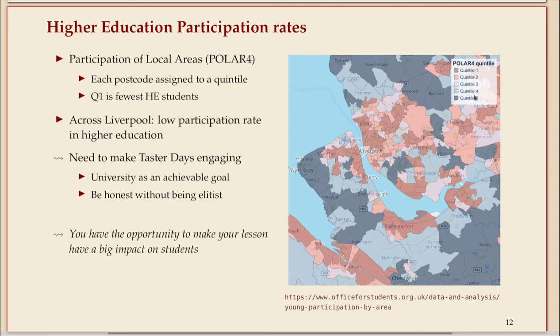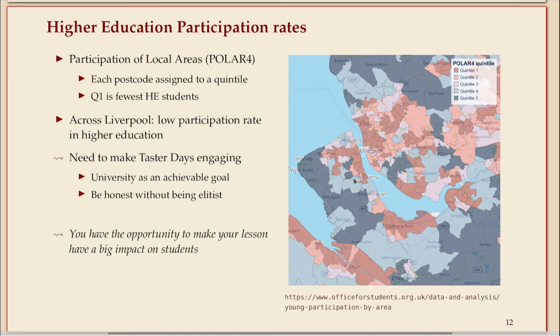Often the term is a bit restricted to this specific sense. Socioeconomic background is usually correlated with postcode, and so you get the influence of socioeconomic background. But of course, there's more. What's quite obvious from this picture is Liverpool, the whole area, same on the other side of the Mersey in Birkenhead, is mostly quintile 1 and 2. So there's fairly low participation rates in higher education, despite lots of universities or higher education providers in the area.